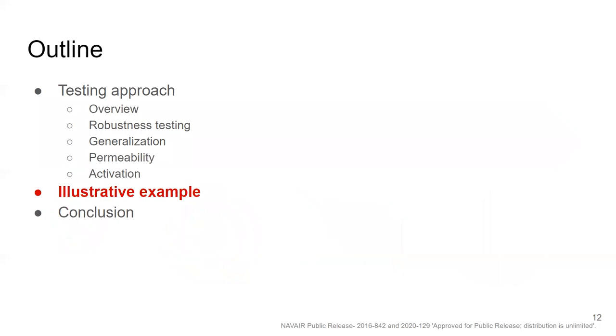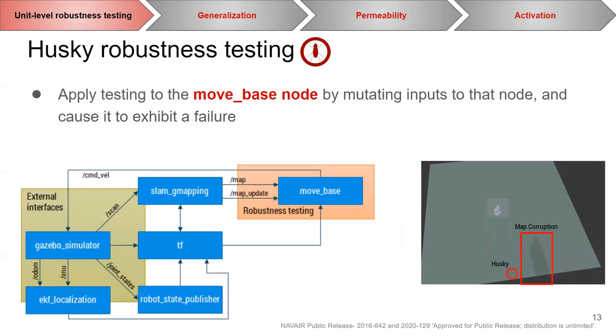To show this toolchain in action, we present an illustrative example on the ClearPath Robotics Husky robot. Because Husky is an autonomous rover, it has a system architecture that includes a move-base node, which moves the robot based on the global cost map and local cost map updates.